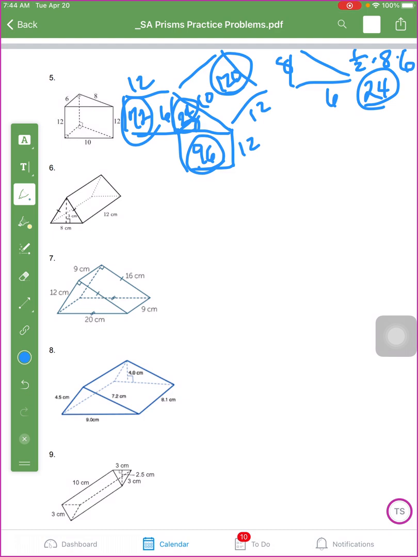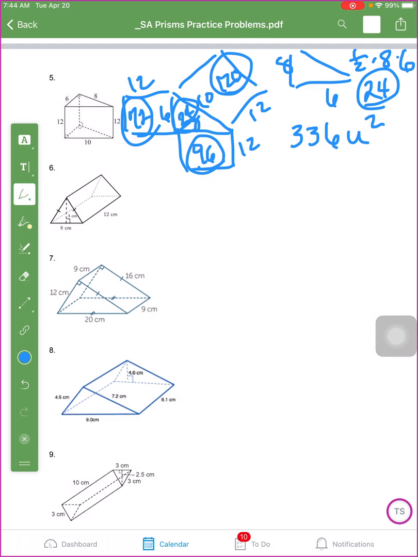All right, so now we're just going to take all those numbers that I circled there, because that's the area of all the pieces, and add them up. So we have 24 plus 24 plus 120 plus 96 plus 72. And that gives us a surface area of 336 units squared.